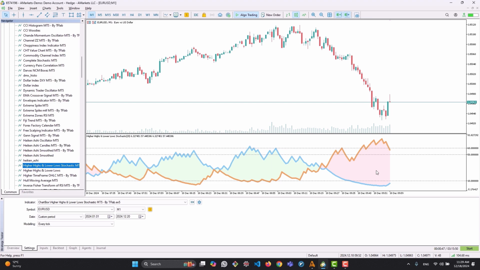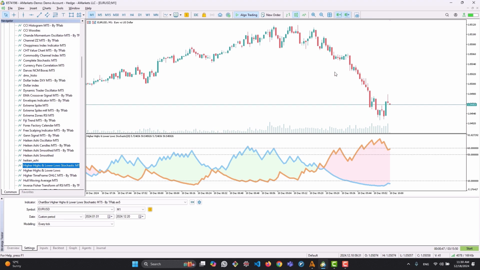For the stop loss, we can consider the swing points. For example, for a sell trade, we take the last swing highs into account. And for a buy trade, we consider the last swing low as the stop loss.